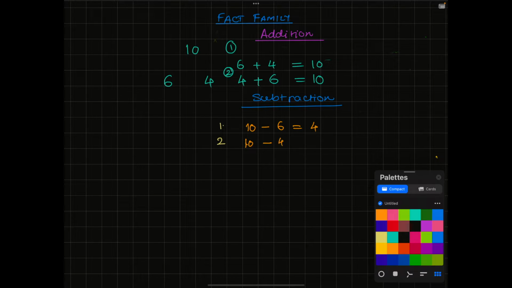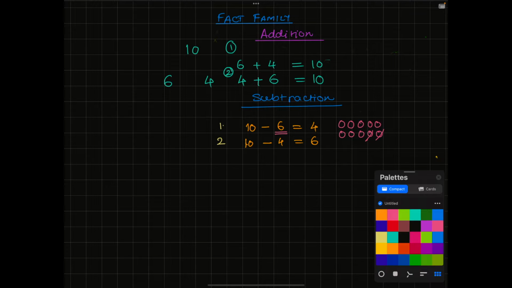10 take away 4 is equal to 6. So that is the second subtraction fact. If you want to double check, you can always do 10 objects: 1, 2, 3, 4, and 5, 6, 7, 8, 9, and 10. Strike out 6 objects, and the remaining will be the answer.